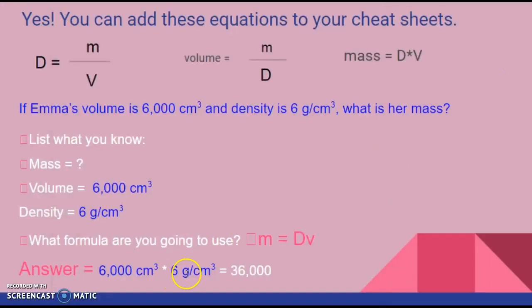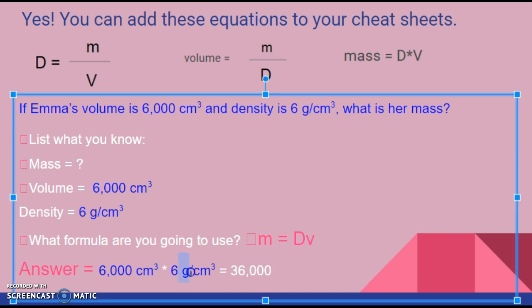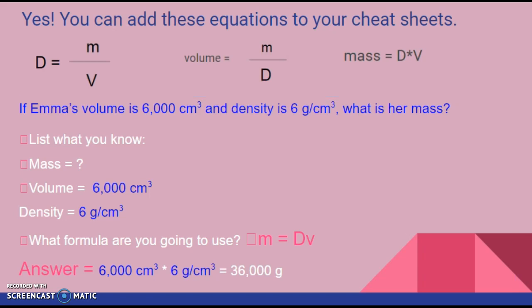Again, if you look at this and say, well, I know my density is mass divided by volume, and since this was my volume unit, that means that grams has to be my unit for mass. So either way gets you to the correct unit of grams. As always, if you need extra help or you have questions, please don't hesitate to ask.